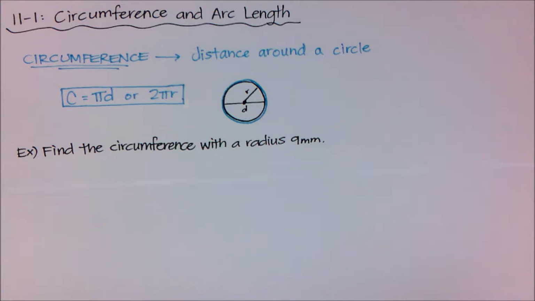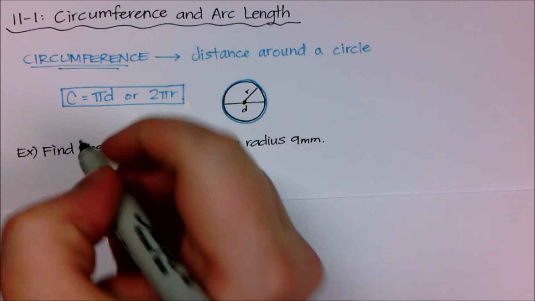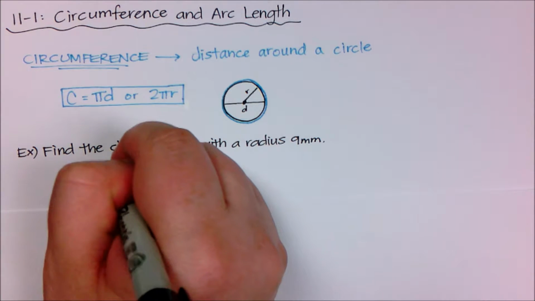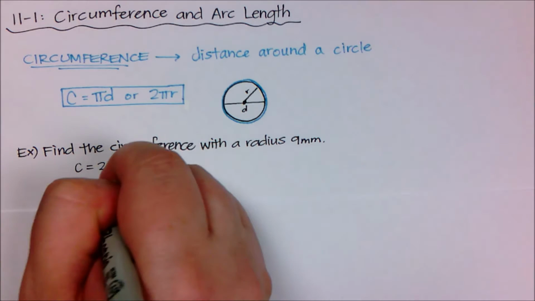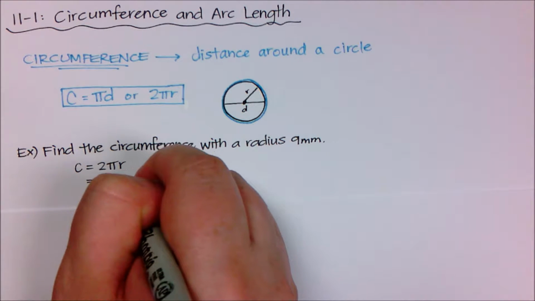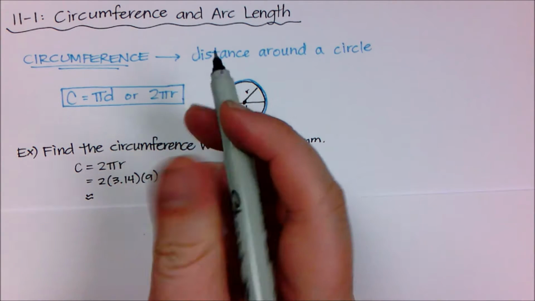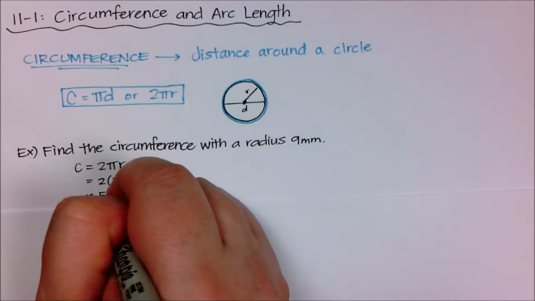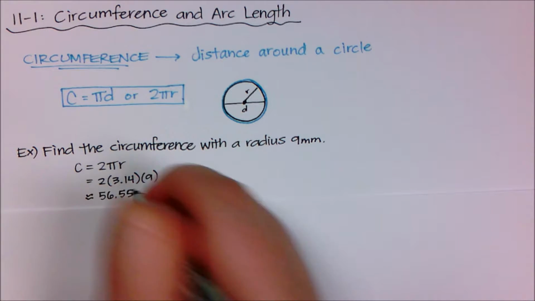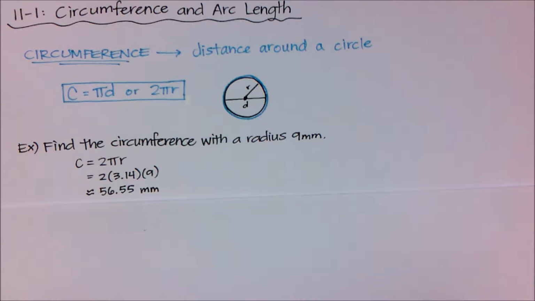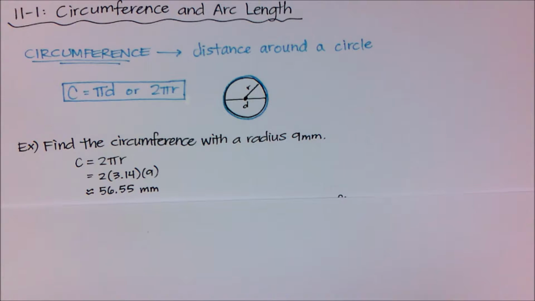So let's go ahead and do two examples. The first one says to find the circumference of a circle that has the radius of 9 millimeters. So let's write down our formula. Circumference equals, since it's giving me radius, 2 pi r. So that's 2 times, for pi we're going to use 3.14, and the radius is 9. This is going to be very close to 56.55 millimeters. And that's it. Pretty easy. It's nothing that you haven't done before, plugging stuff in.